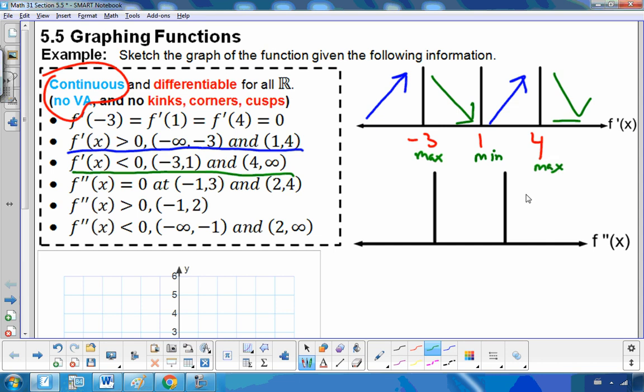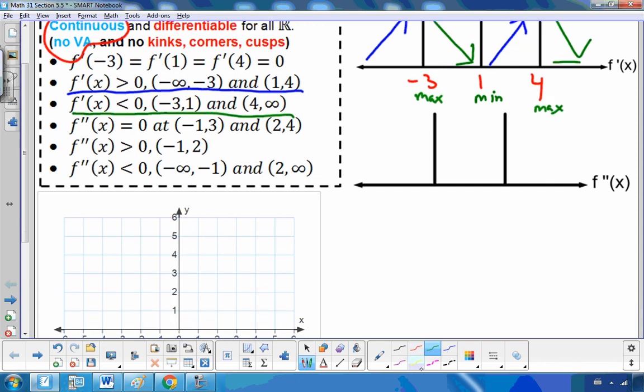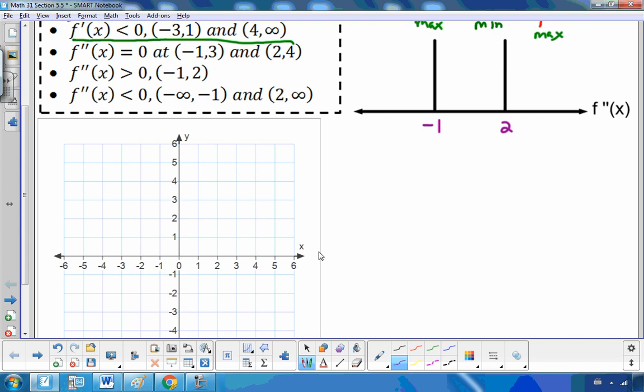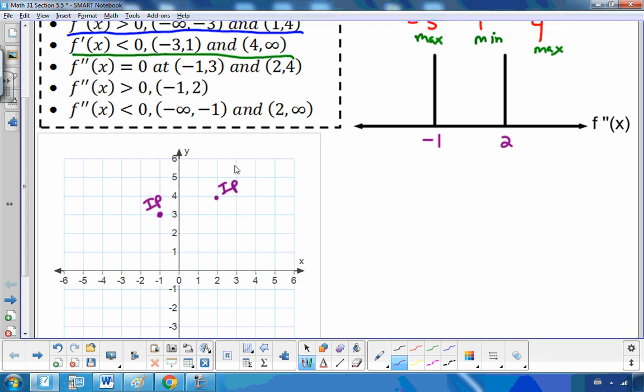Okay, let's look at the second derivative now. The second derivative is 0 at -1, 3 and 2, 4. So those are my points of inflection. And I can just note those on my graph. So -1 and 3, that is an inflection point. And 2 and 4, that is also an inflection point. Okay, so that means that it is a concavity change.